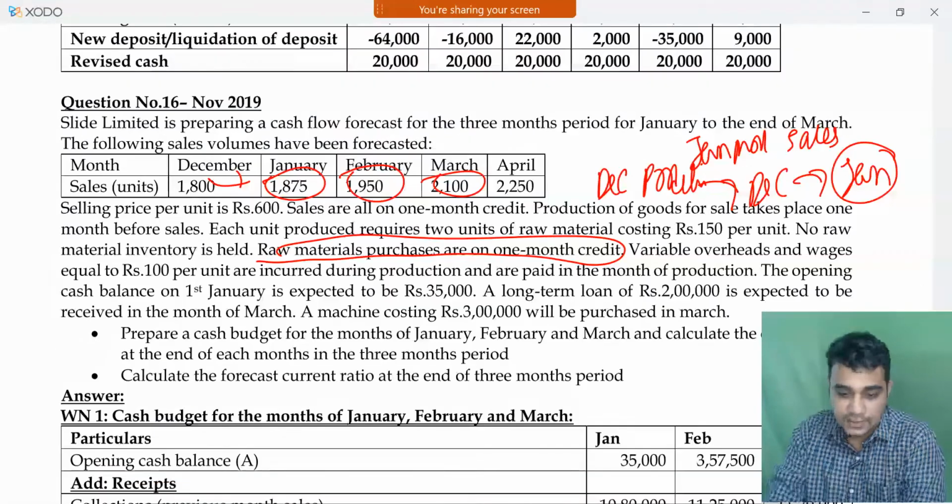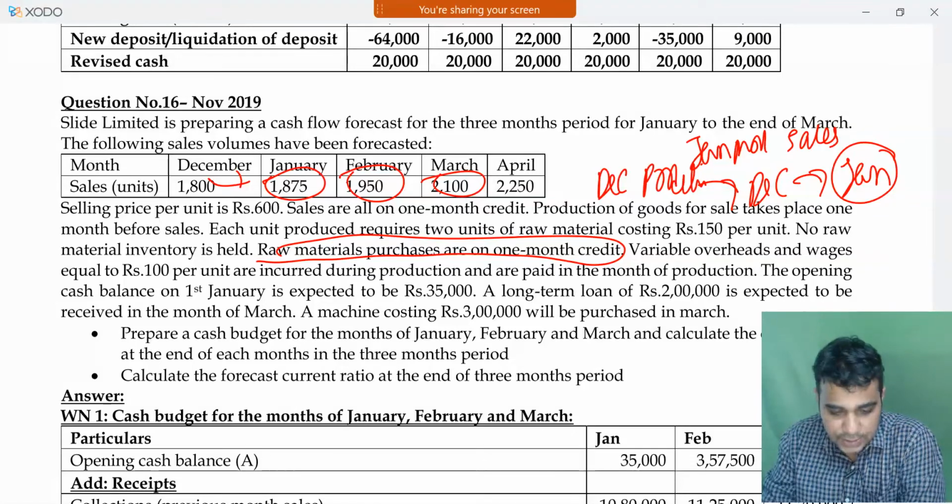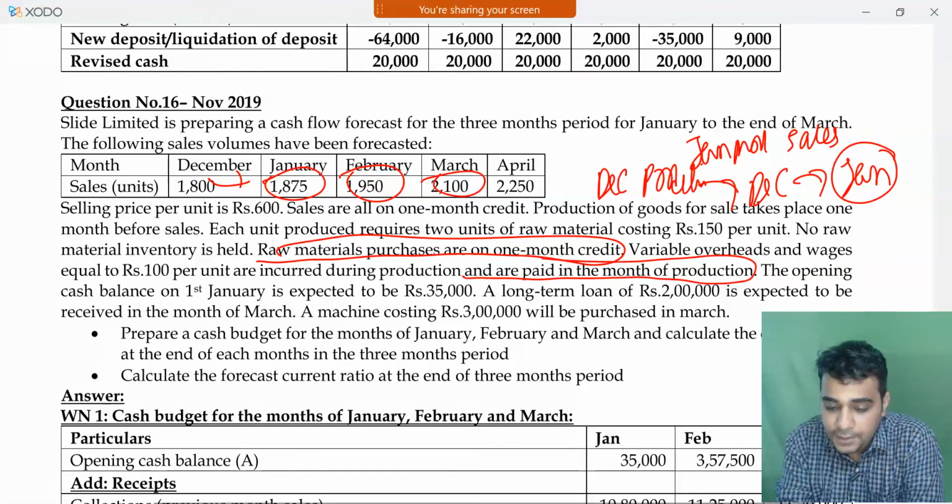Then other thing, variable overheads and wages are equal to 100 per unit and are incurred during production and are paid in the month of production.